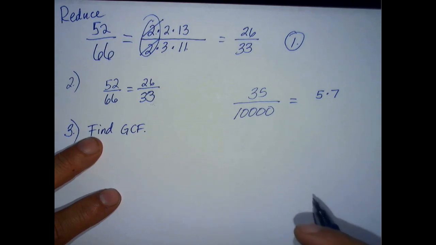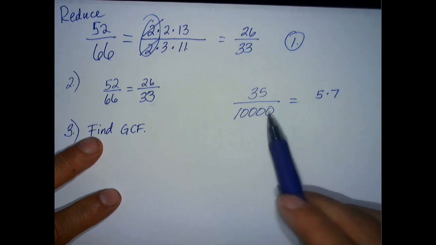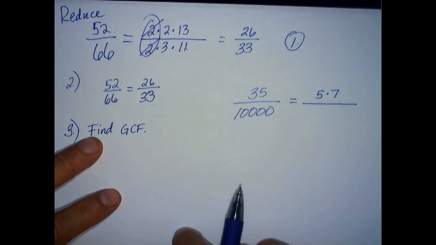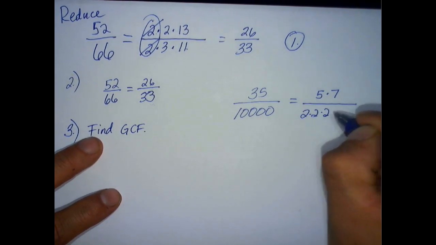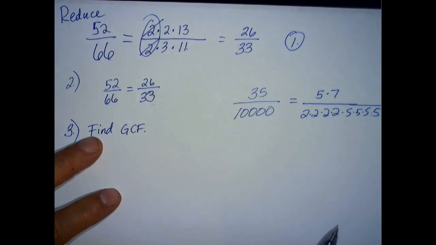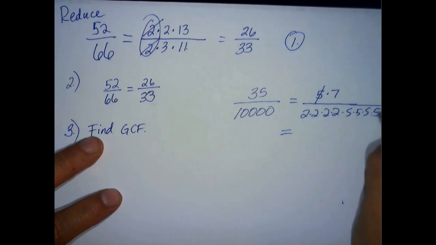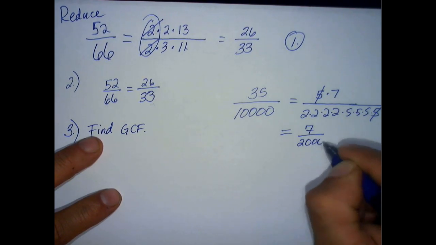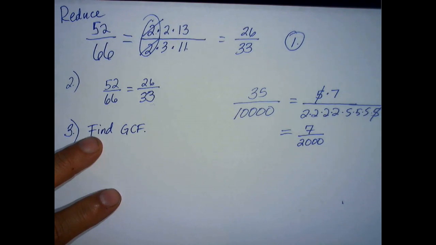Or if you want to go through it: is it divisible by 2? No. Is it divisible by 3? No. Is it divisible by 5? Yes. How many times? 7. That's how quick that is. And I'll just refresh your memory, that is the prime factorization of 10,000. You can see that this crosses out there, and one of these 5s goes. So what's left? 7 over 2,000, okay?